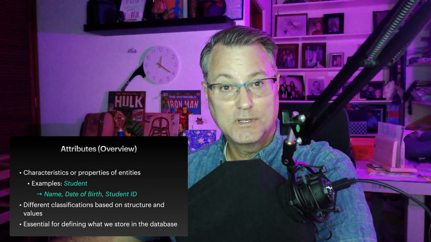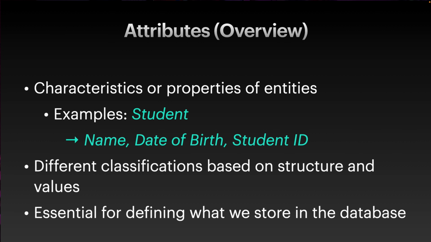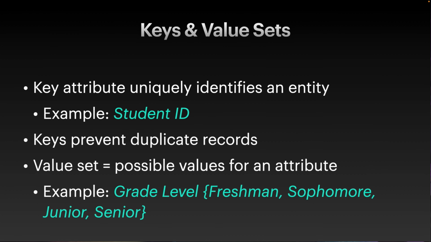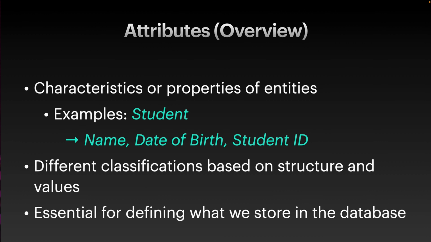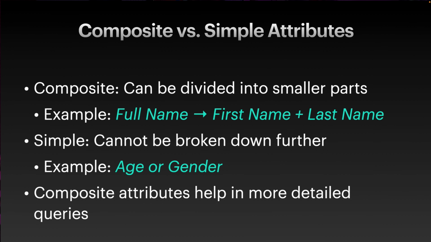Attributes are the characteristics of an entity. For example, a student might have a name, date of birth, and a student ID. Attributes can be classified in different ways. Composite versus simple attributes. A composite attribute can be broken down into smaller parts. For example, a full name can be split into first name and last name. A simple attribute like age can be broken down even further.